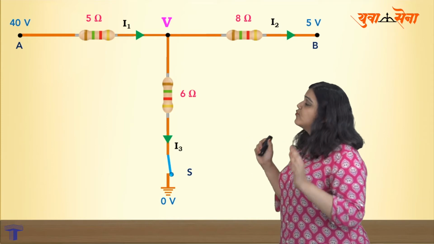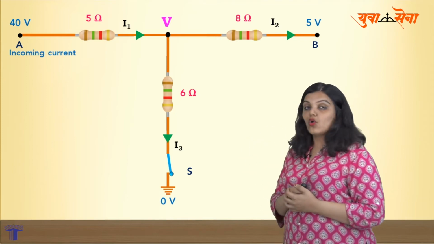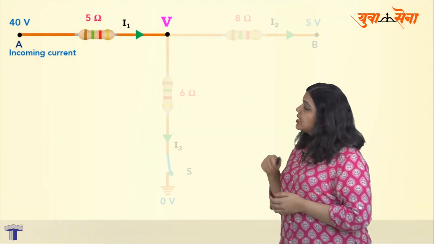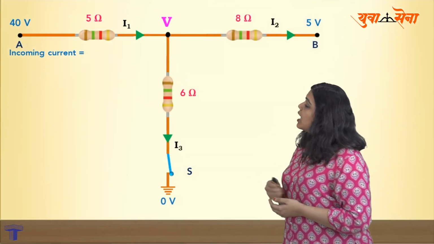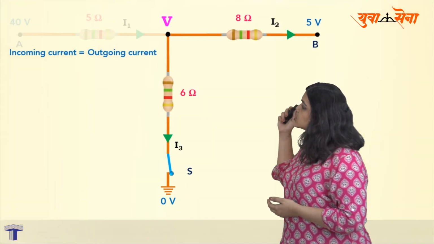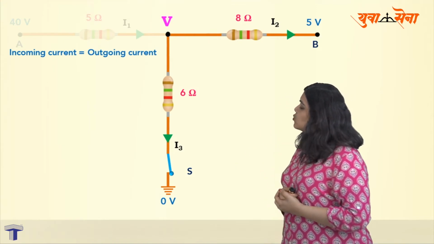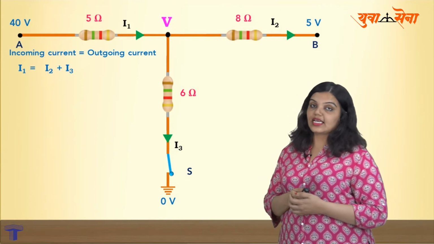So to do that, I'm going to first recall that incoming current at any junction or node is equal to outgoing current, and you can see incoming current comes from the left branch, that is from A, which is equal to the outgoing current, which is the right branch and the lower branch, and therefore the outgoing currents would be I2 and I3, and therefore I can write that I1 is equal to I2 plus I3.